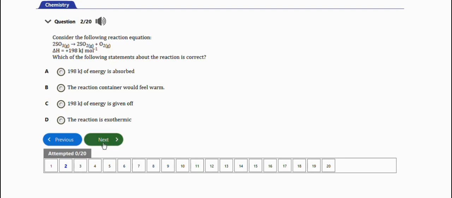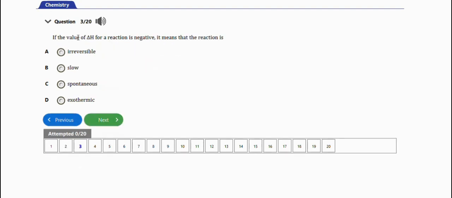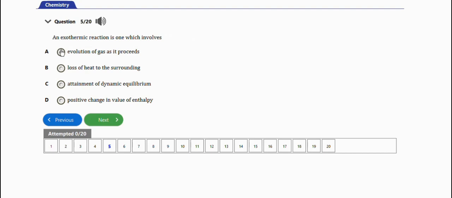Next question will be this one. It says if the value of delta H for a reaction is negative, it means that the reaction is what? Exothermic. Option D. Very simple. Next question will be this one. It says an exothermic reaction is one which involves evolution of gas as it proceeds, or loss of heat to the surrounding. Yeah, so the right answer is option B. An exothermic reaction involves loss of heat to the surrounding. Heat is being liberated or given up to the surrounding.